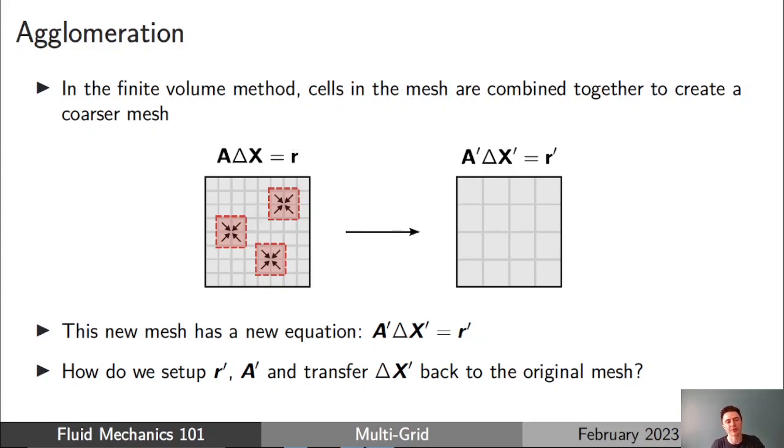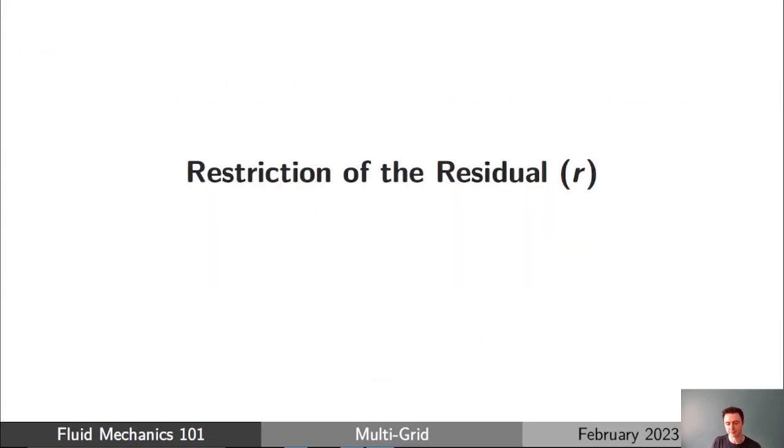And you can probably guess from this that we're going to have to do some kind of an operation to change the size of our matrices and vectors to move between meshes. So rather than thinking in terms of changing meshes, I want you to think in terms of changing the size of the matrices and vectors, and that will allow us to move between meshes.